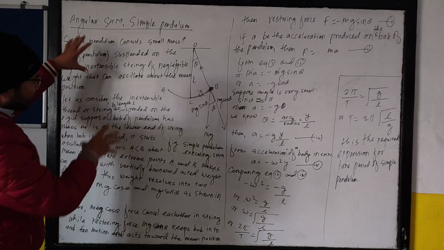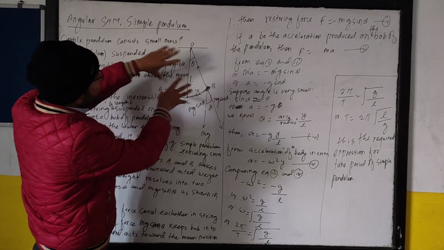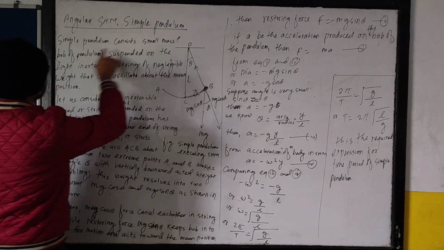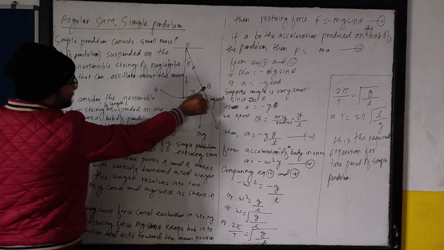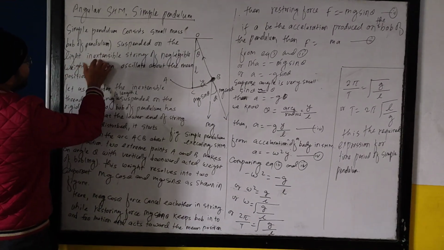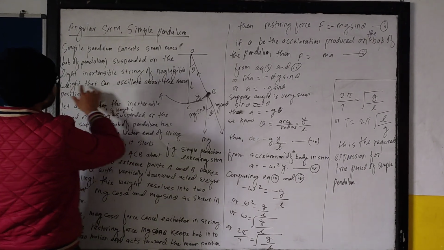And here what I have written is about everything you can see in the figure. A simple pendulum consists of a small mass bob of a pendulum suspended on a light inextensible string of negligible weight.